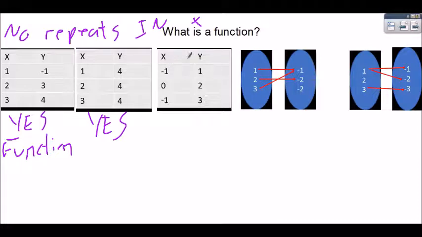My third example, I have no repeats in y, but that doesn't matter. What matters is I have a repeat of x at negative 1, so we would say this is not a function.